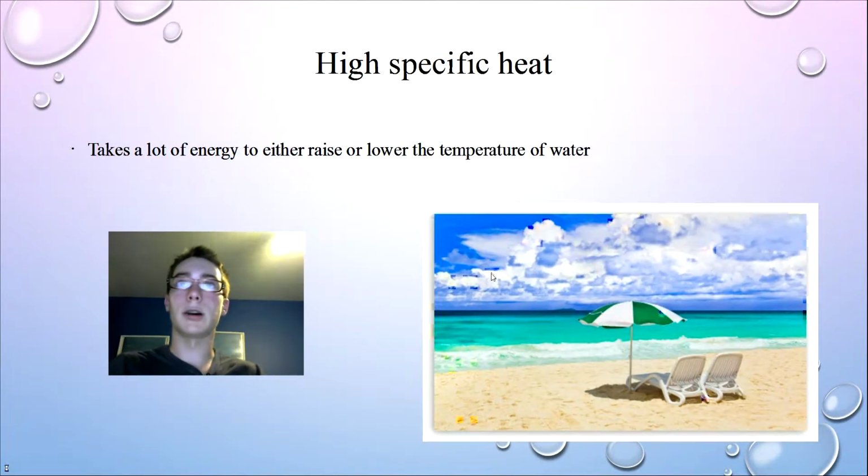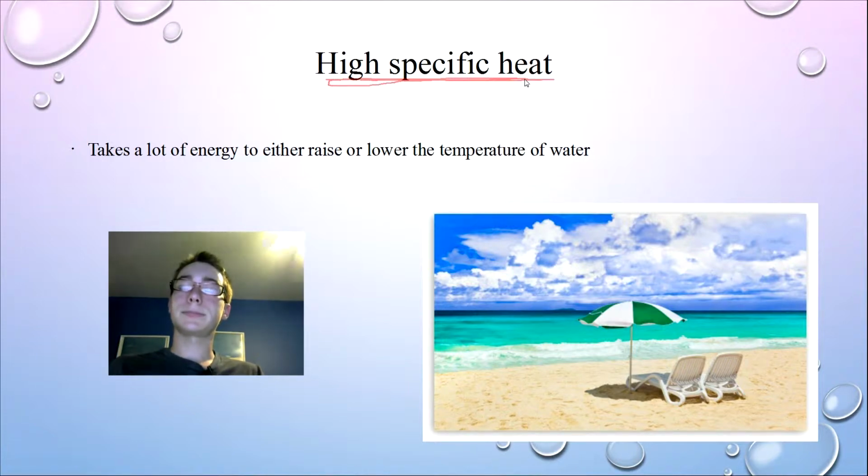Okay, so moving on. Another property of water is its very high specific heat. And basically what it means is it takes a lot of energy to raise or lower the temperature of water. And so a perfect example of this is like this summer, when we go to the beach in the middle of summer, it's going to just be super hot outside, just ridiculously hot, 95 degrees. But you'll notice that the water is pretty cold. And this is because of the high specific heat.